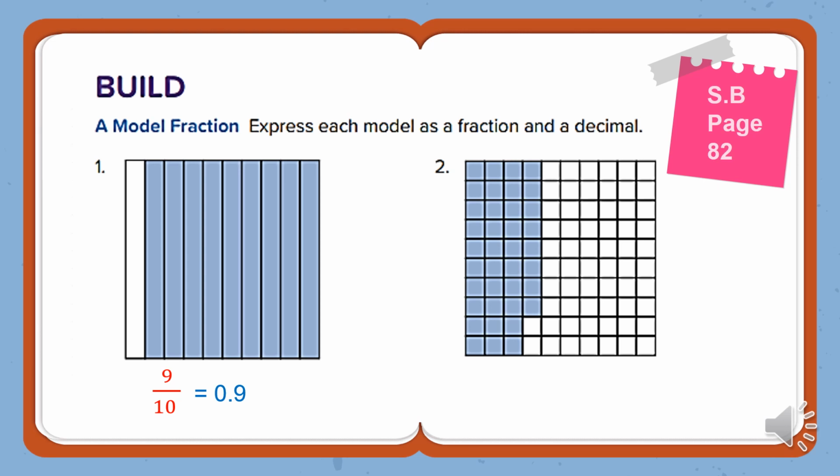Number 2, count how many columns here. I have a square divided into 100. Count columns 1, 2, 3. How many small square units? If we count the whole column here, it's 10. We can cancel the remaining squares, the remaining 2, so it will be 8. So the fraction will be 38 over 100 or 0.38.